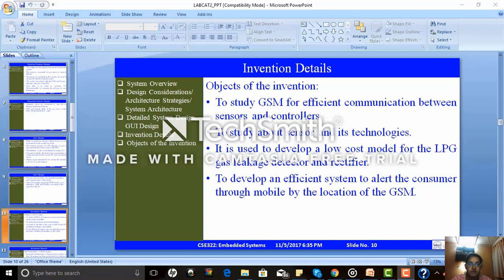What are the objects of the invention? The objects of the invention are to study GSM for efficient communication between sensors and controllers. So we study about the GSM module as well as sensors and controllers, and to study about sensors and their technologies. It is used to develop a low-cost model for the LPG gas leakage detector and rectifier, so it reduces the cost and makes a customer-friendly model. And to develop an efficient system to alert the consumer through mobile by the location of the GSM.